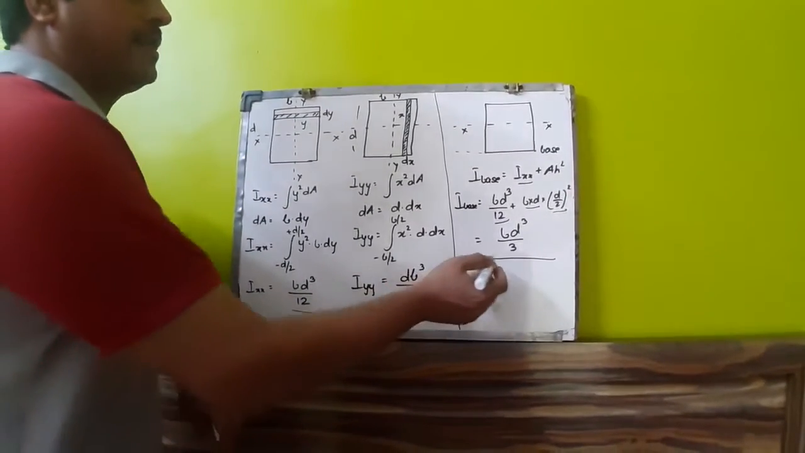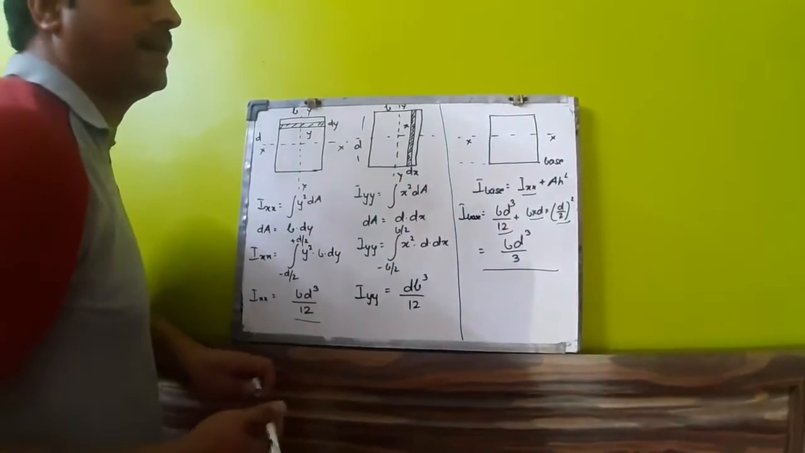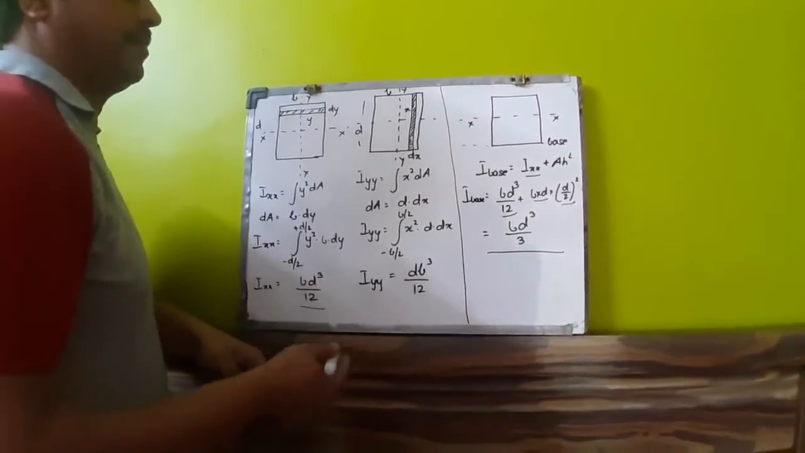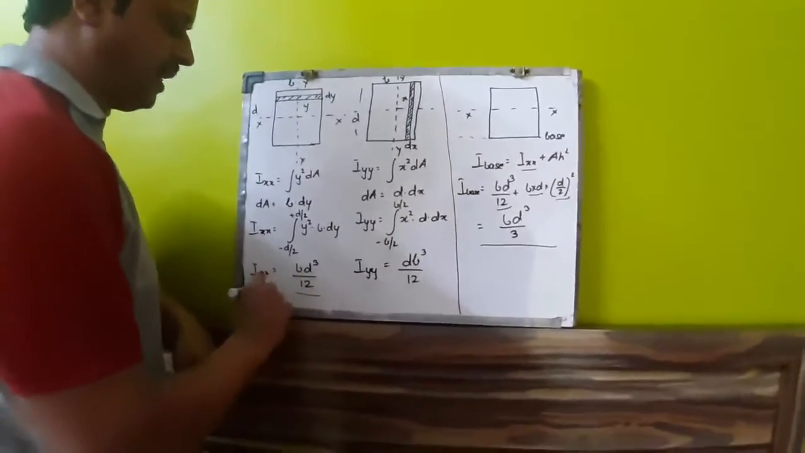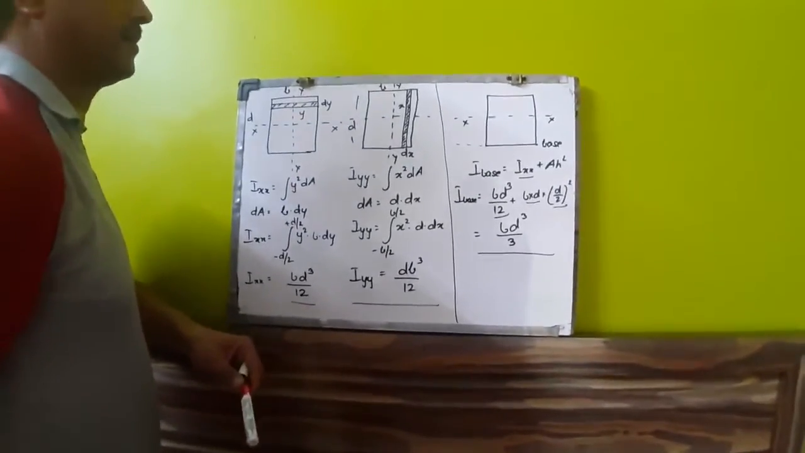Likewise, this you need not remember. This is done just to explain the application of parallel axis theorem. And these values Ixx and Iyy, you need to remember for your future references.